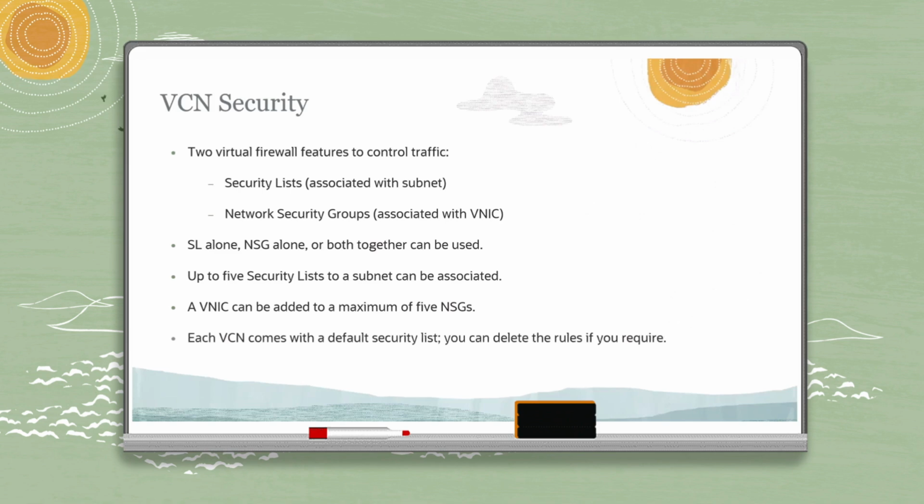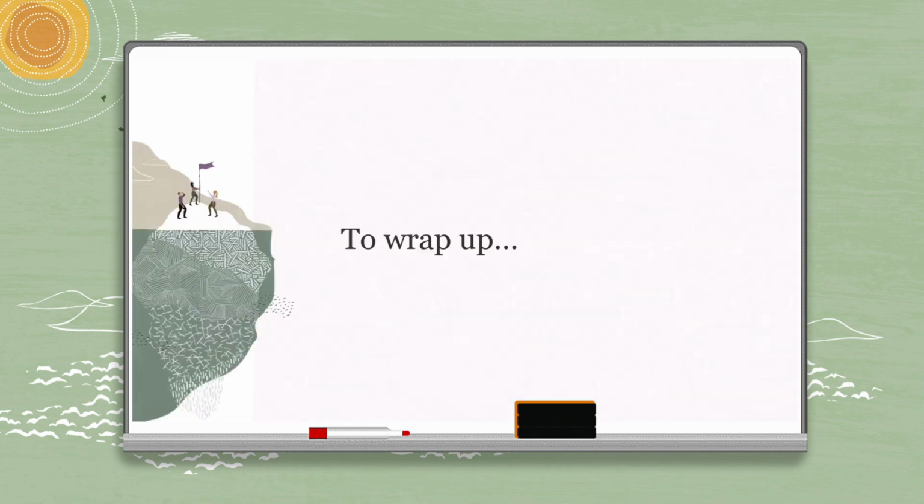And every VCN, just like in the previous lessons we discussed, when you create a VCN, there is a default route table. Similarly, when you create a VCN, it creates a default security list. So this was a kind of introduction video for VCN security.